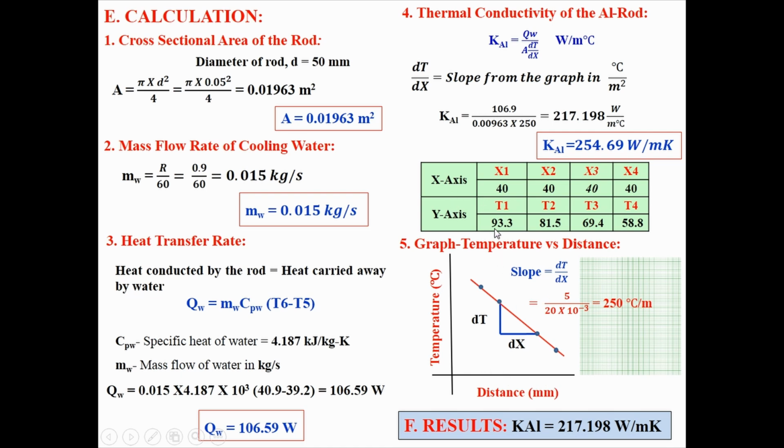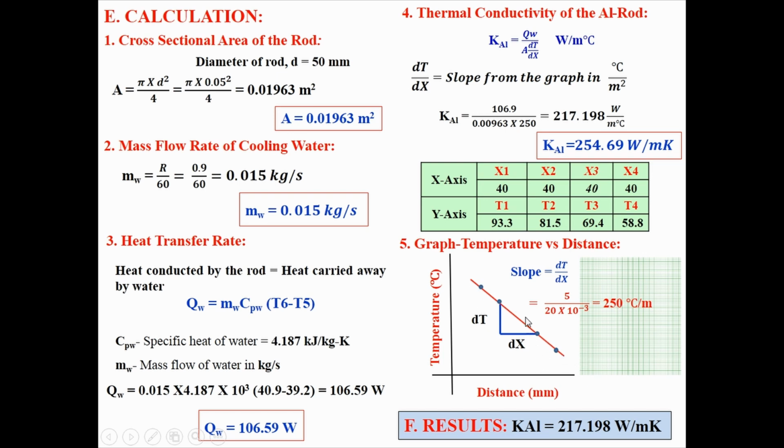Same thing, on the x-axis at x1, 0 here, right? At x1, 40 mm, what is the T1? 93. Okay, draw it here. At x2, temperature is 81.5. Draw it here, then mark it here. Then at point 3, what is the T3? That is 69.4. Mark here. And at point 4 temperature is 58. Then mark it here and draw a straight line.